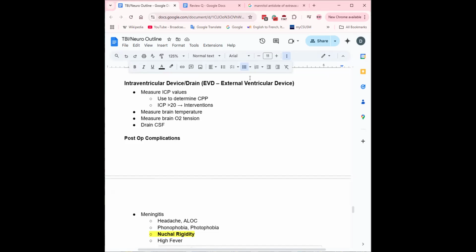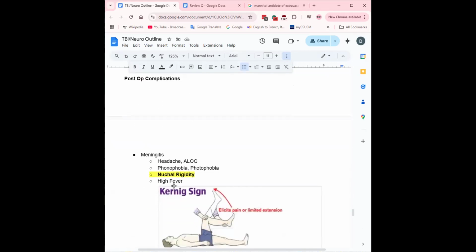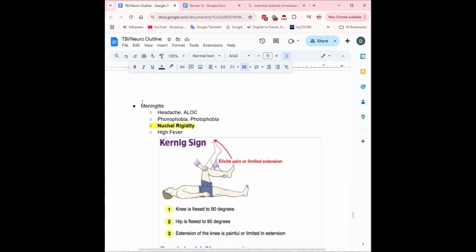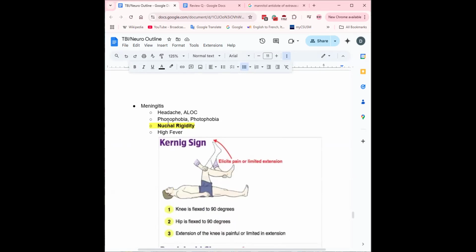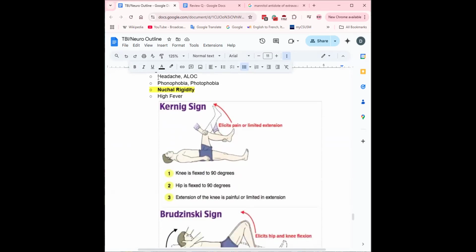Because it's an external thing, it can lead to infections, and your main infection is meningitis. It can also cause encephalitis, but I think meningitis is the more common thing because I think it's in that layer where the meninges are. Again, here are your key signs and symptoms, mostly just ICP related things, and nuchal rigidity is a meningitis specific thing.